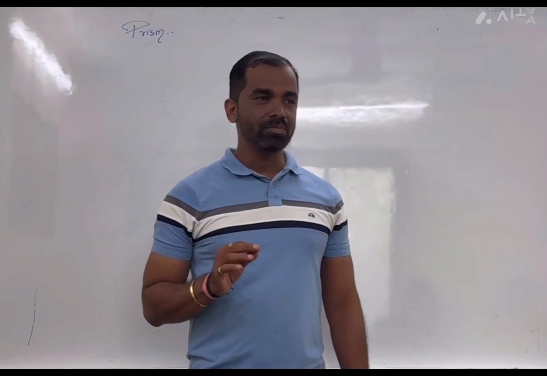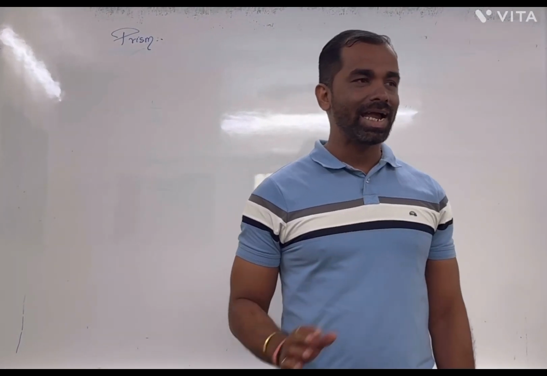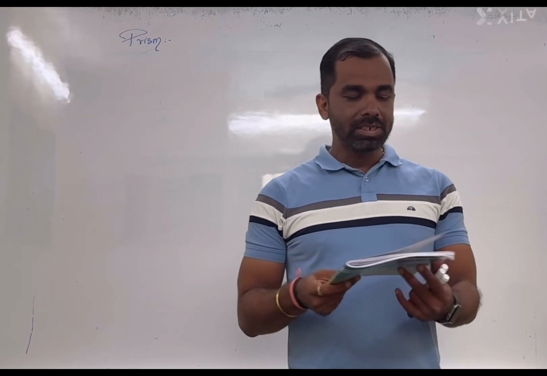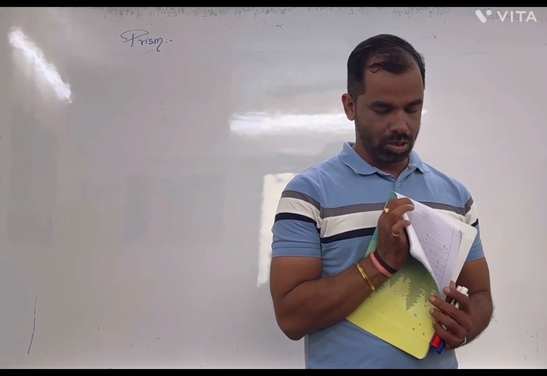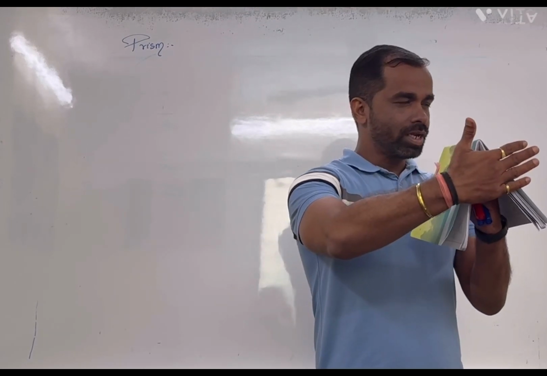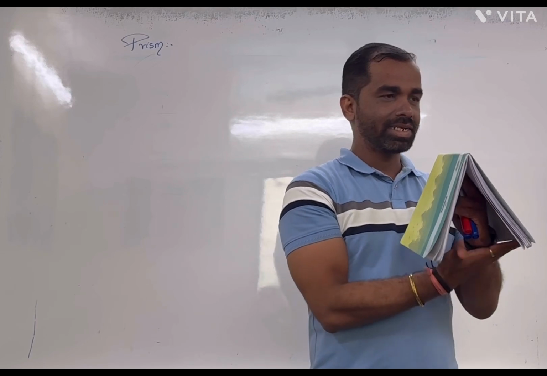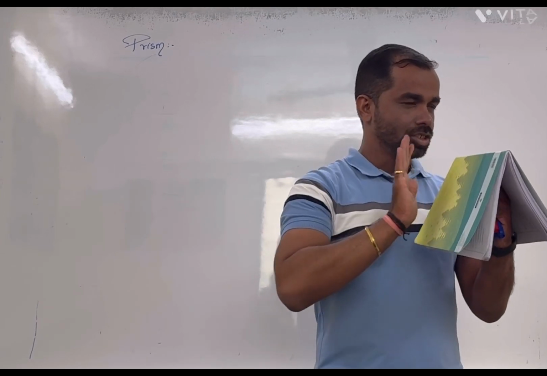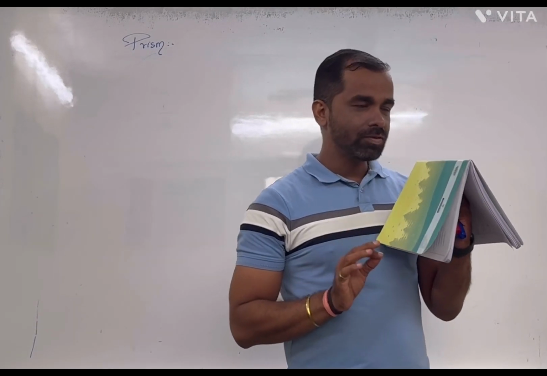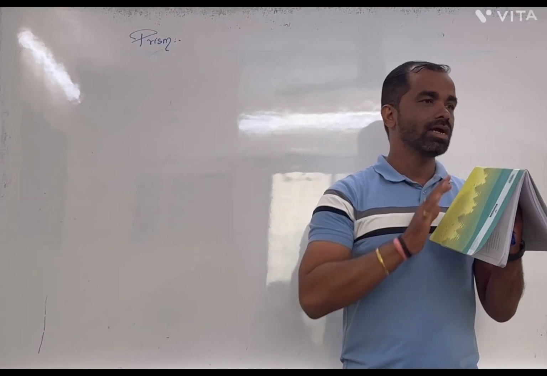Prism is a refracting medium bounded by 5 plane surfaces inclined at some angle. See, prism is like this. Open this book like this. So this is prism. Surface 1 triangle, surface 2 triangle, 3 rectangle, rectangle, rectangle. Okay. So there are how many surfaces? 5 surfaces. Okay. Out of which 2 are triangles and 3 rectangles.